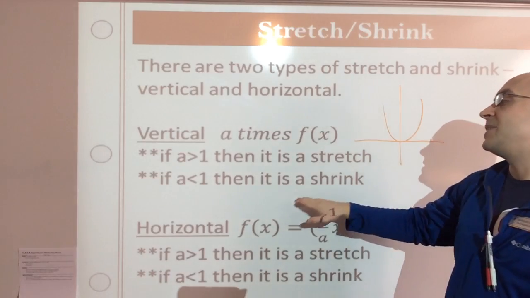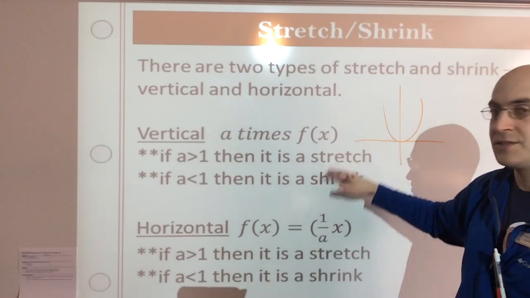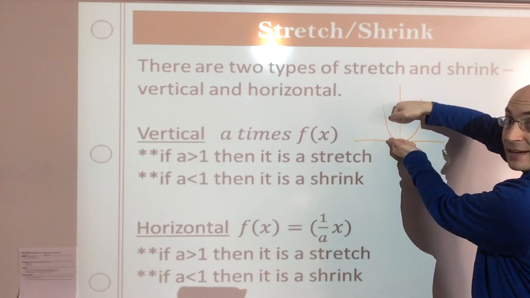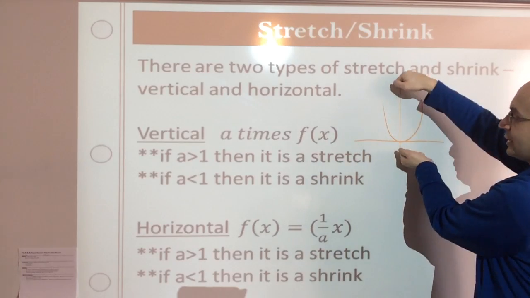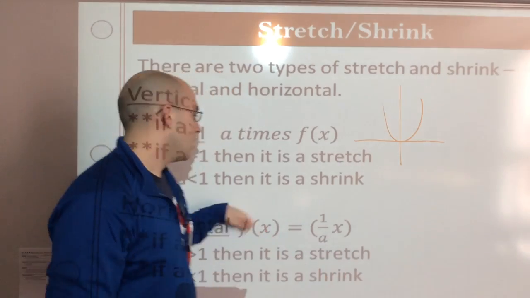If the scale factor is less than 1, it's a shrink. So we're going to go back here, right? And I'm vertically shrinking it, so I'm kind of pushing down on both ends. That means the function is going to get wider, and it's going to get shorter. So that's vertical stretch and shrink.